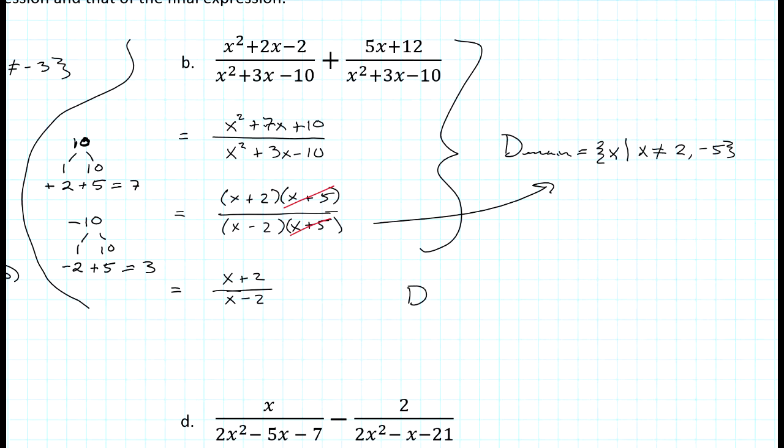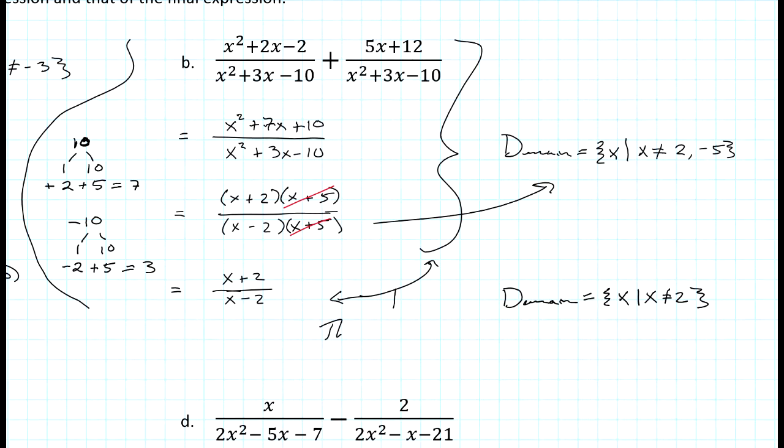And then the domain on the last line is the set of x such that x cannot equal 2, right? The only denominator here is x minus 2. The x plus 5 in the denominator is no longer there, so we no longer have that domain restriction, which means that the first three expressions are equal.